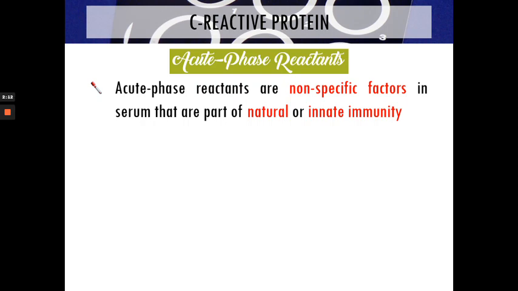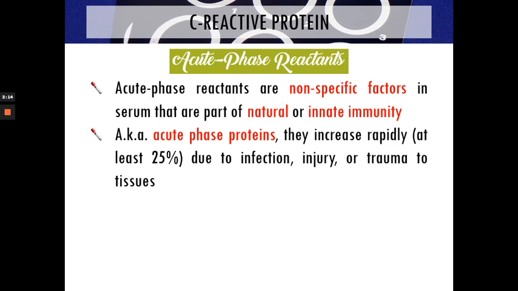or natural immunity. Okay? And again, these are also known as acute phase proteins, which increase rapidly. Please take note, rapidly, at least 25%, due to usually infection, injury, or trauma to tissue. So when these happen to the body, then these acute phase proteins or acute phase reactants increase in amount or increase in number.